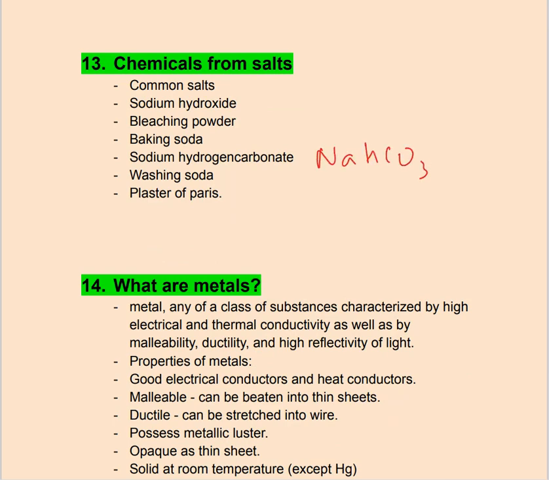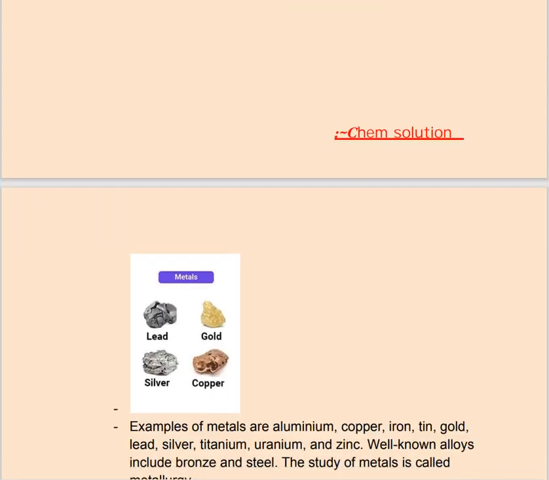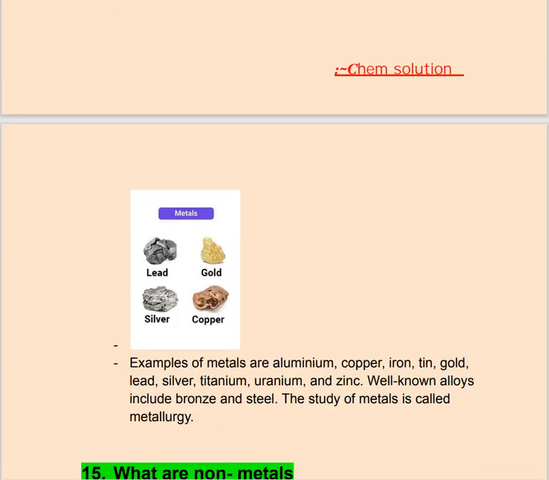Clear? Chemicals from salts. Chemicals from salt are common salt NaCl, NaOH, bleaching powder, baking soda, sodium hydrogen carbonate NaHCO3, washing soda and plaster of Paris. Next, what are metals? You know the metallic properties: good conductors of heat and electricity, malleable, can be beaten into thin sheets, ductile, can be drawn into wire, and solid at room temperature except mercury. Clear? What are non-metals? You can see examples of metals: aluminium, copper, iron, tin, gold, and the study of metals is known as metallurgy.